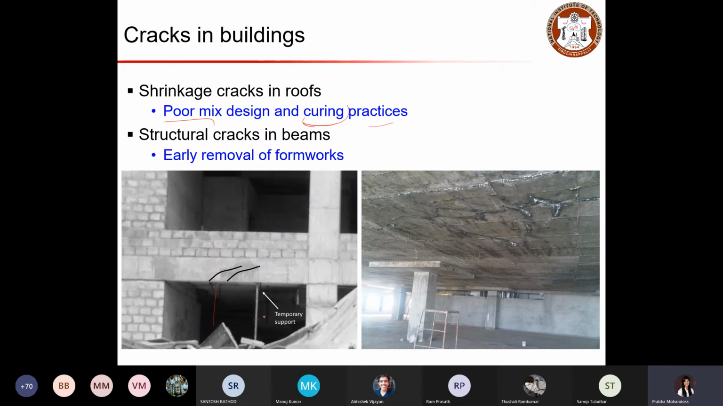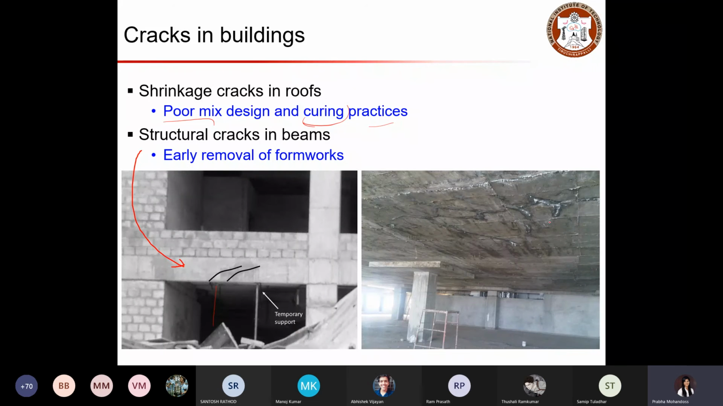But if the concrete is not hardened enough, if it is not matured, and the temporary support is removed early, before it attains its required strength, then your concrete is not ready to take the expected load and it tends to crack. So such early removal of formwork will lead to structural cracks in beams. This is an example of this case. You can see such structural cracks in the beam due to the early removal of the temporary support.